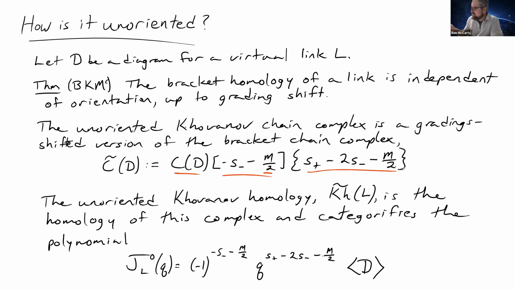And well, if you take the complex and shift it in this way, these two shifts don't depend on a choice of orientation. And you get a complex then that gives you a homology theory that we're calling the unoriented Khovanov homology, and it's independent of the link orientation.